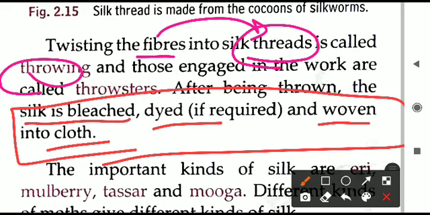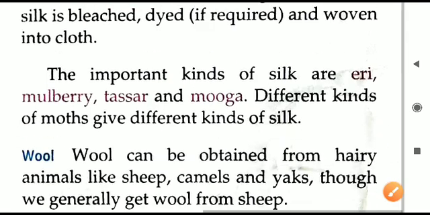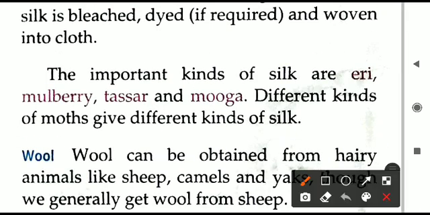All this process we have already seen. You can refer to the previous video when we talked about the process of manufacturing of cotton textiles. There also bleaching is done, dyeing is done, weaving is done. All these things are the same, just the nature of the fiber is different, but the processes are all similar to each other. Now this thing is important, please mark it in your book, the important kinds of silk.